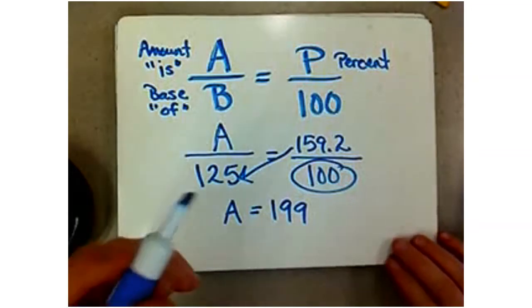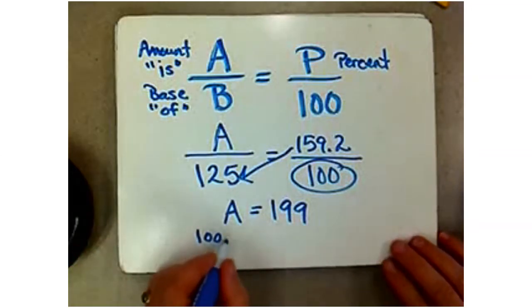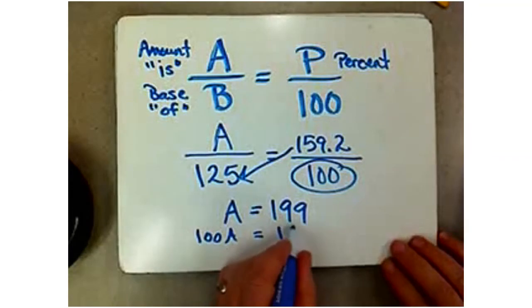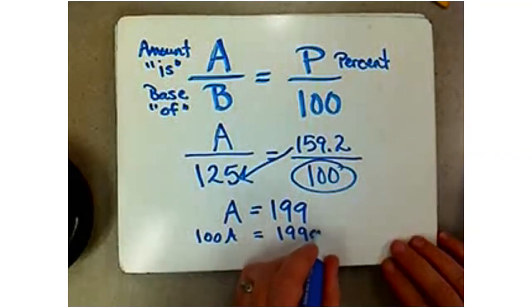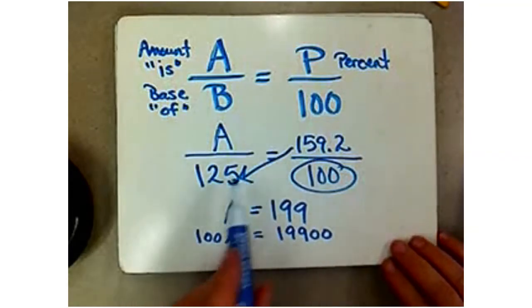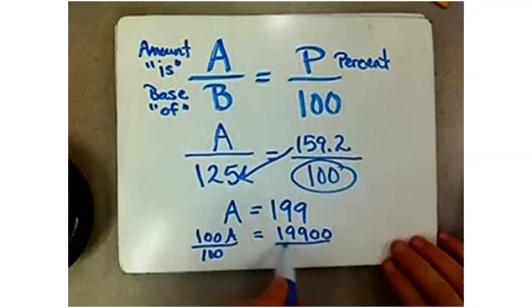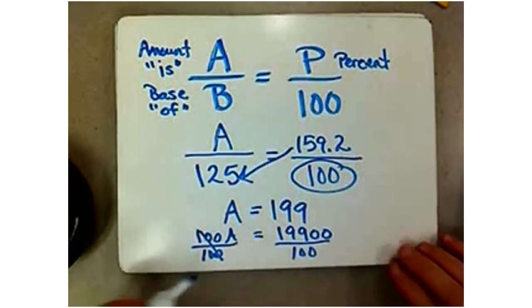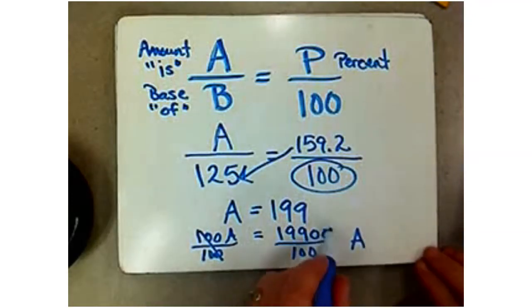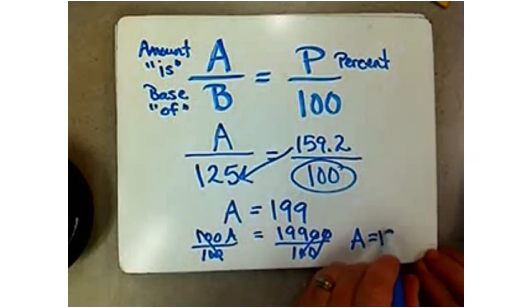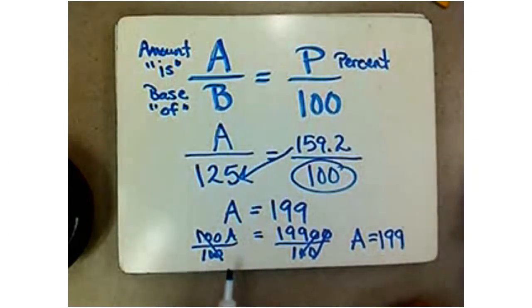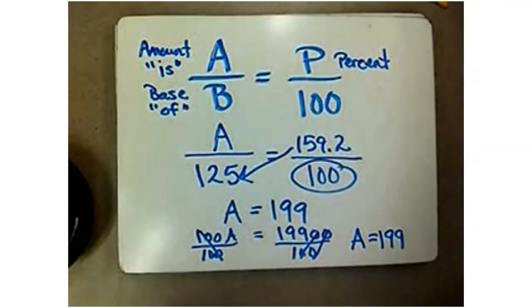So you could also do this algebraically. You could say 100A equals 19,900, right? We multiply the 159.2 times 125 to get 100A, and then you're dividing by 100 on both sides using your algebra skills. The hundreds cancel, and A is going to equal 199. So you can show it with your algebra also. So the proportion method for solving these problems, it works.